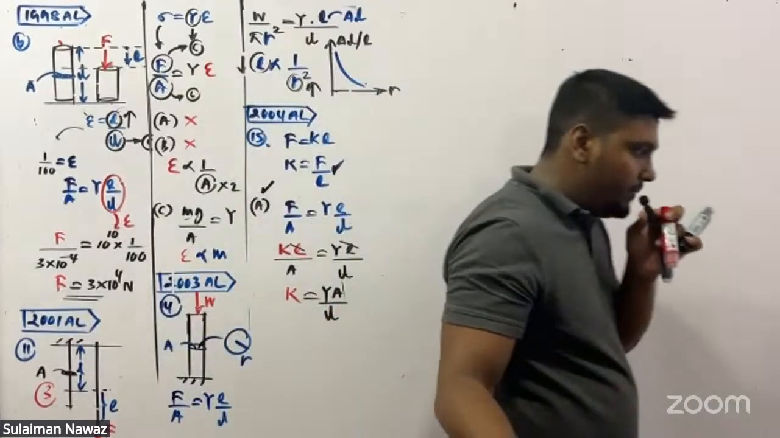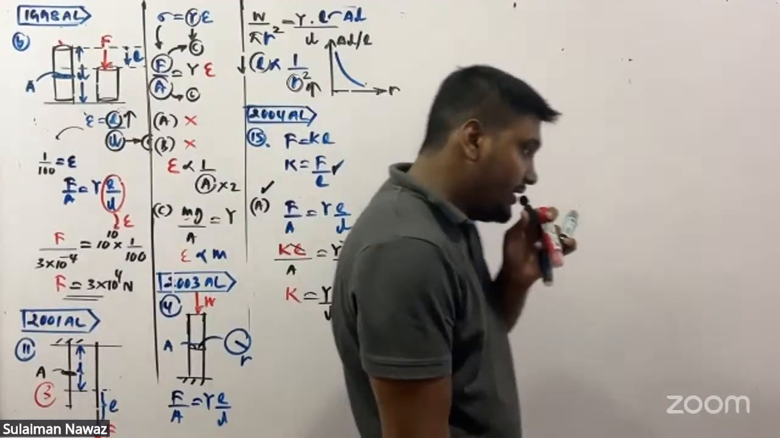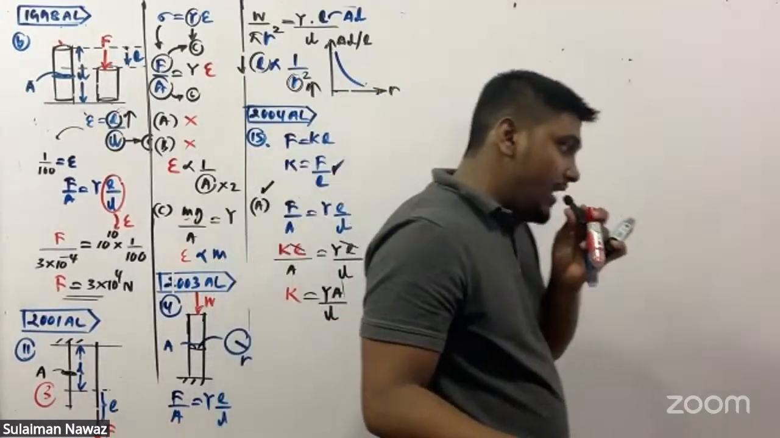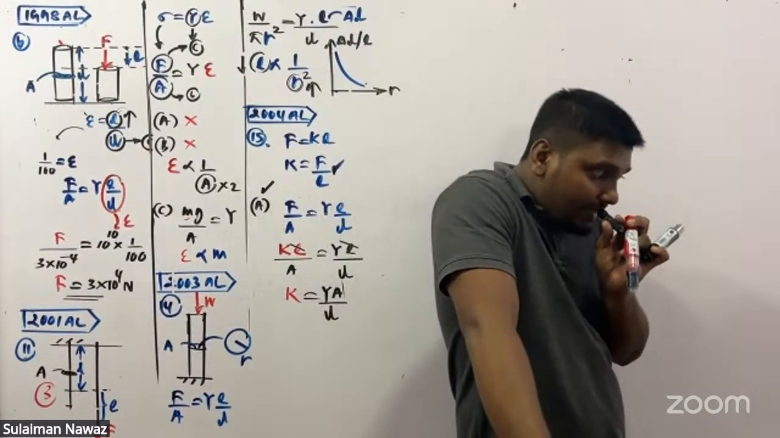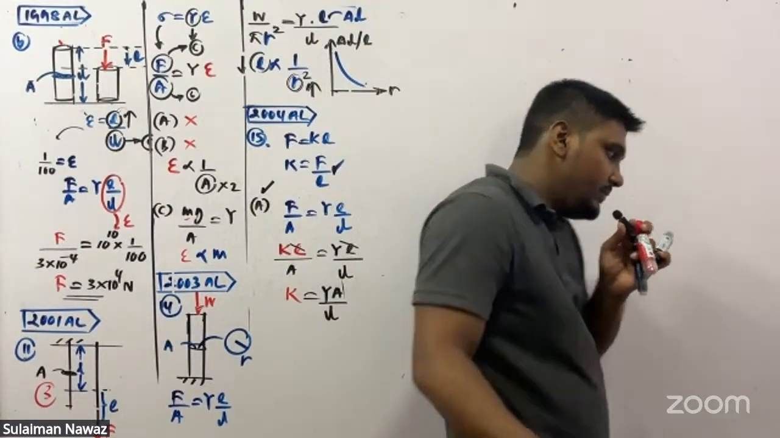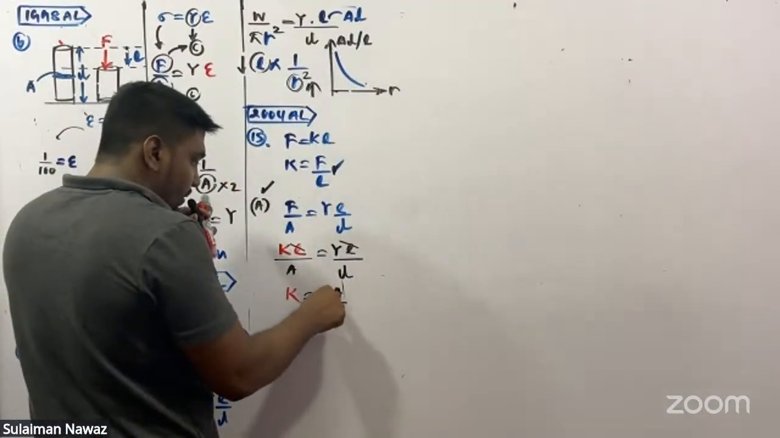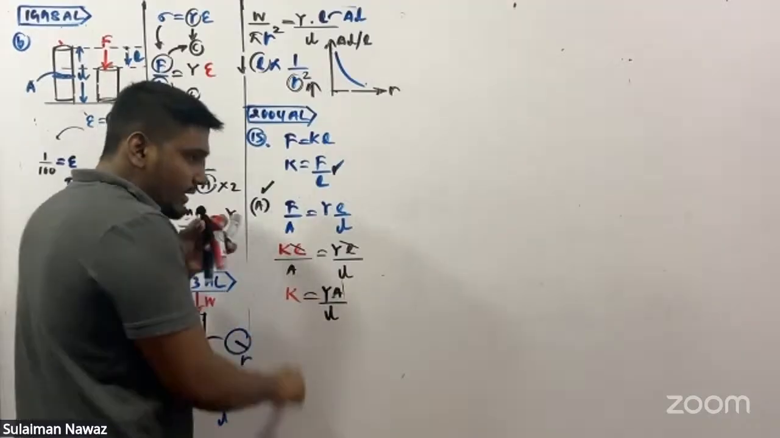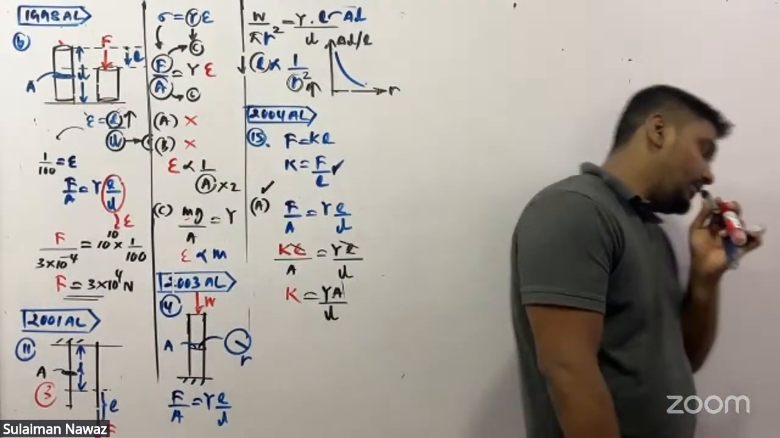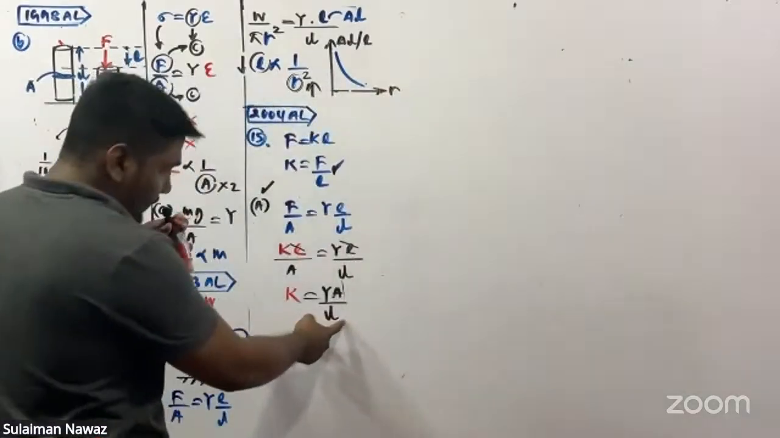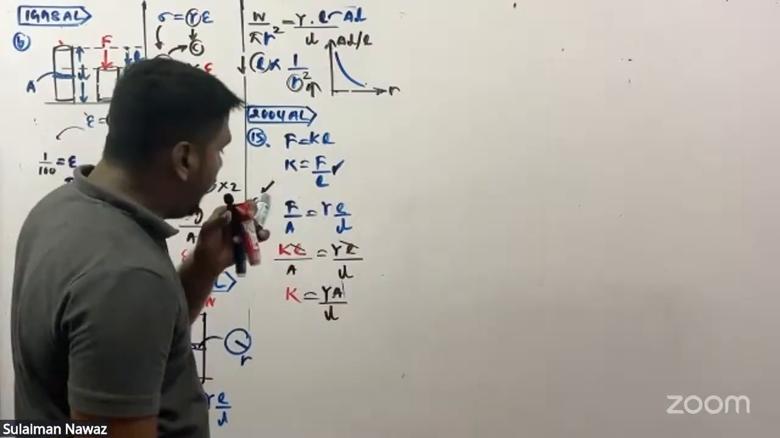Statement B: the value of k, the spring constant, the force constant, can be increased by increasing the cross-sectional area of the string. Yes, k depends on cross-sectional area. When you increase the cross-sectional area, yes, you can increase your value of k. Statement B is also correct. Statement C: the value of k can be increased by decreasing the length of the string. When you reduce the length of the string, yes, k will be increased. All three statements are correct.